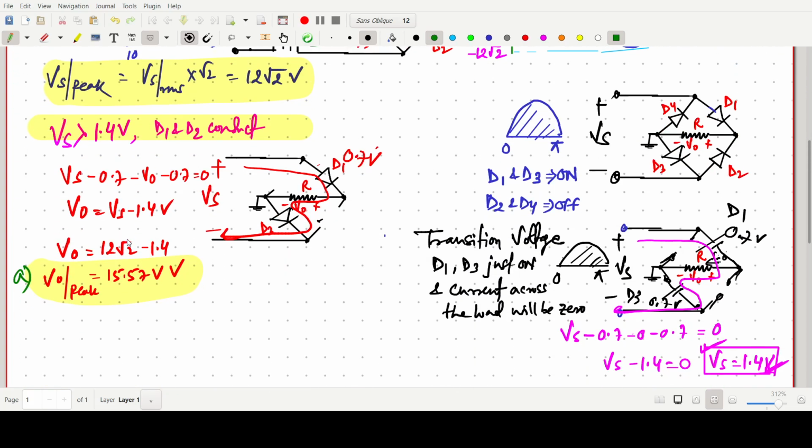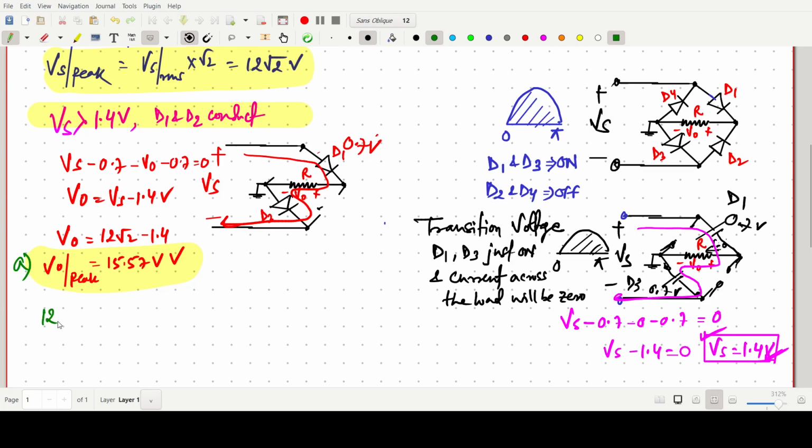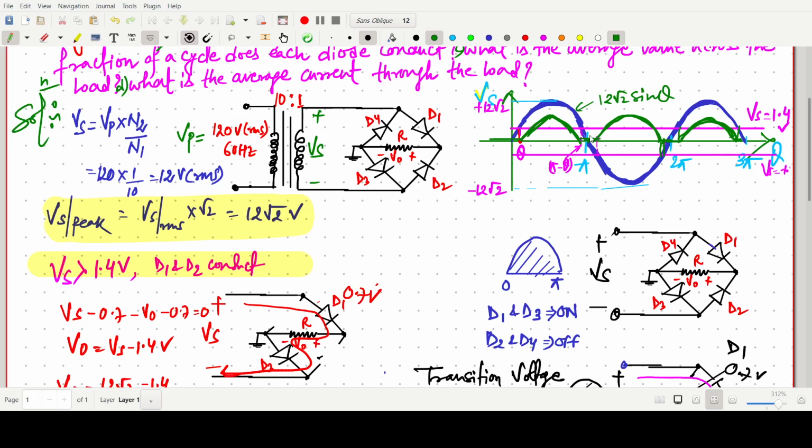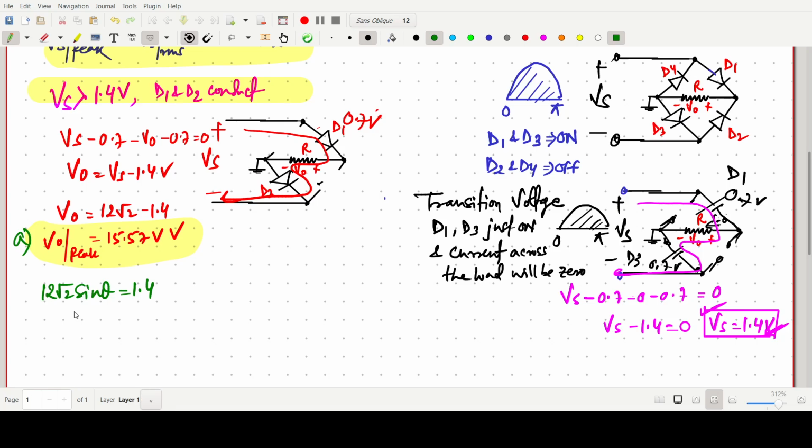So now we have to find the theta value. For that, 12 root 2 sine theta equals 1.4 will give the theta value, because this 12 root 2 sine theta is intersecting with the Vs equals 1.4 line. So this point we can easily find. By this we can find sine theta equals 1.4 by 12 root 2. Then we can find theta equals sine inverse of 1.4 by 12 root 2.